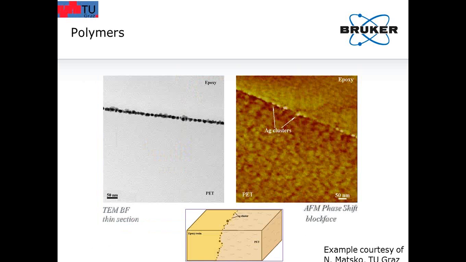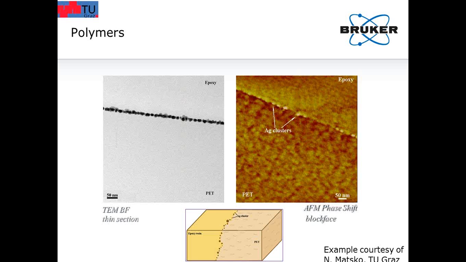Polymers are a large application area for both electron microscopy and AFM. This example from TU Graz shows both the strengths and the weaknesses of TEM and AFM on an interesting sample in comparison. The sample consists of two different polymers, with an embedded layer of silver nanoparticles in between.